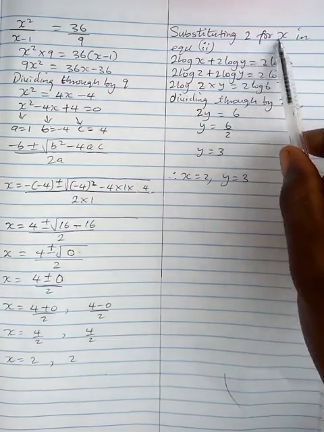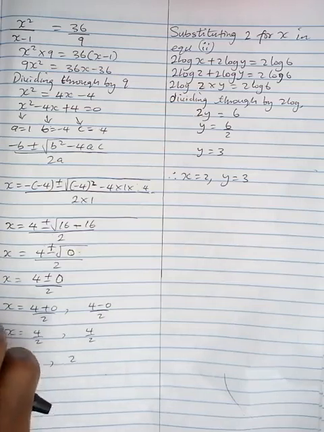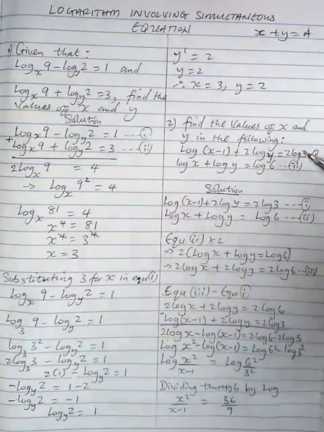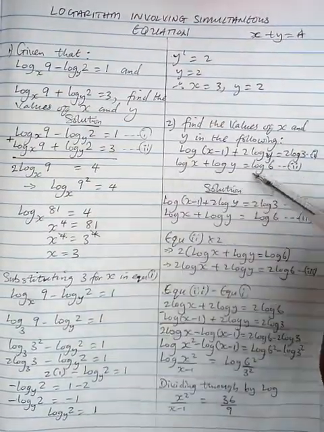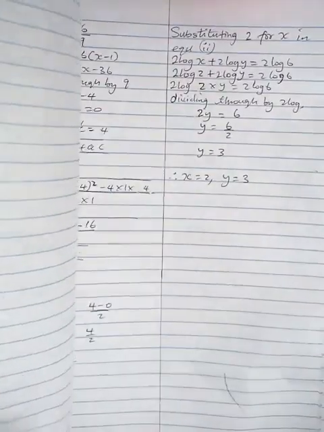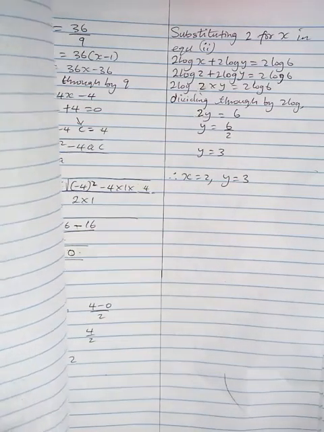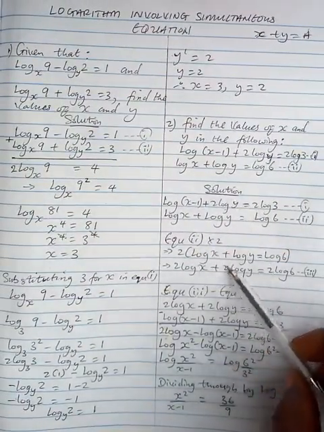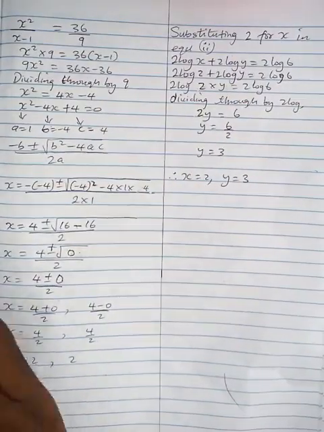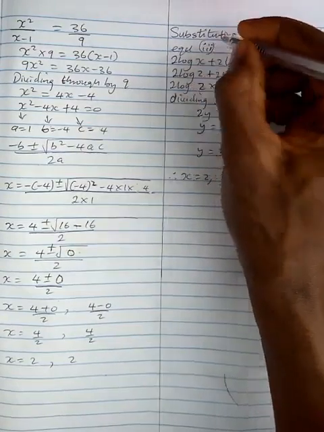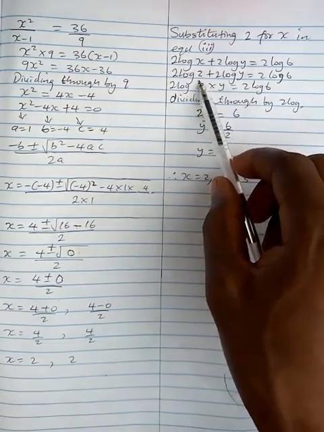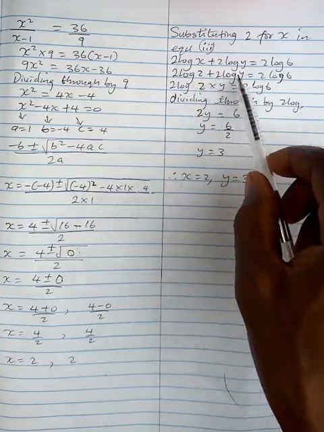Now we say, substituting 2 for s in equation 2. Since we used the elimination method, we can use any of the equations that we had originally. I'm taking this equation to be the one I'm working with. Where do we have 2 log s plus 2 log y? That should be equation 3, okay? So I substitute into equation 3. Now I have 2 log s plus 2 log y equal to 2 log 6. Wherever I have s, I'll substitute with 2. And I have 2 log 2 plus 2 log y equal to 2 log 6.